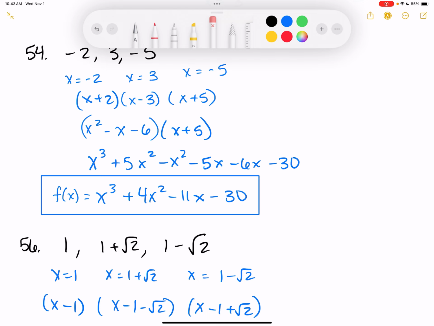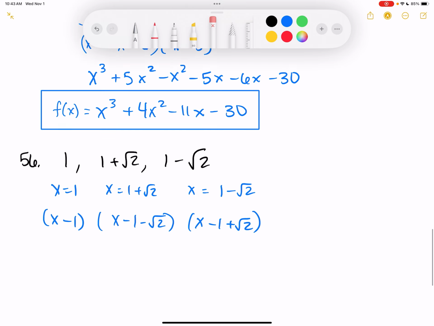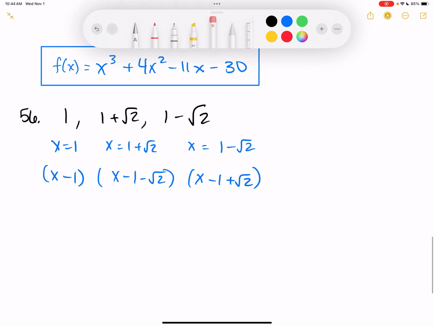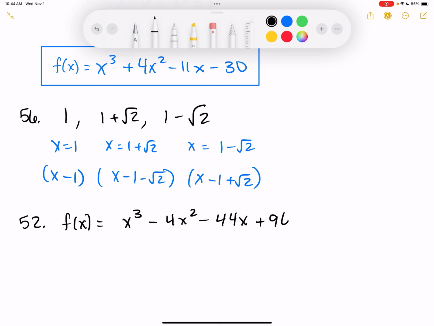I'm going to go back and just show you on your calculator how to get the zeros of something that maybe you don't know how to factor, that we need to do graphically. So I'm going to put up 52. Get out your calculators and type this problem into it. F of x is equal to x cubed minus 4x squared minus 44x plus 96. These are the problems that can be done either algebraically or graphically. So we're going to do this one graphically.